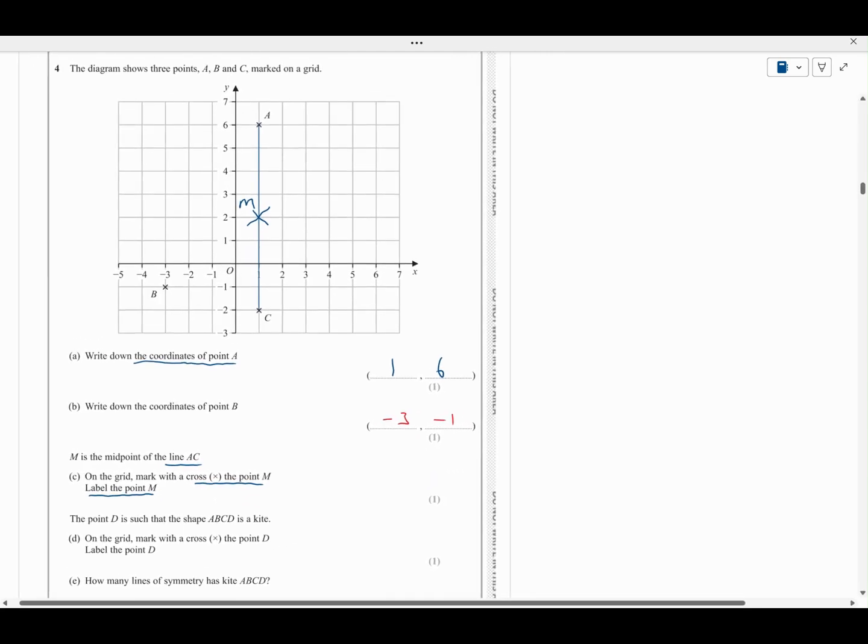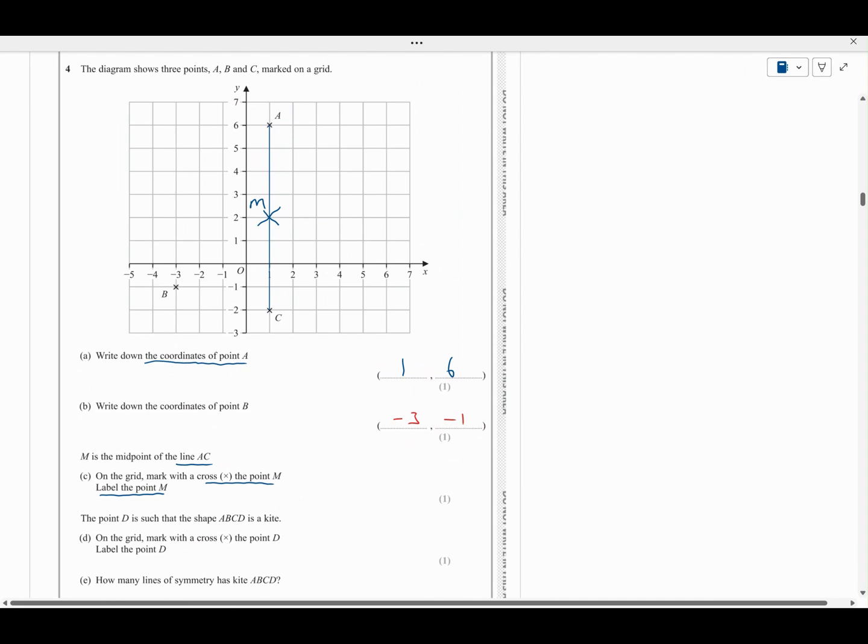Okay, point D is such that the shape from A to B to C and then to D is a kite. Where's it going to be? Well, I think it's going to be about here. Let's have a look. This one is 4 to there, so this one will be 4 to there. So there it is. Oh, that did work. So that's going to be my point D, isn't it?